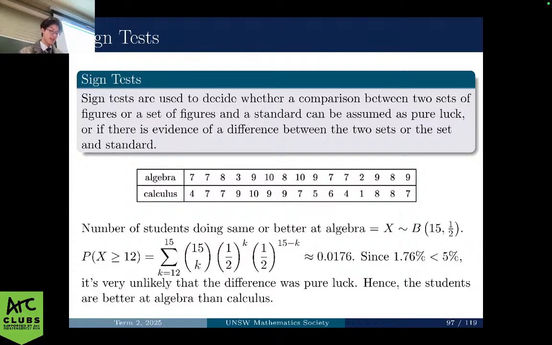So we can use sign tests to see whether the event, or the probability of the event that you're measuring, is just pure luck or not. And we usually base the test on 5%. So it's kind of like a p-value, if you've seen that before in statistics.